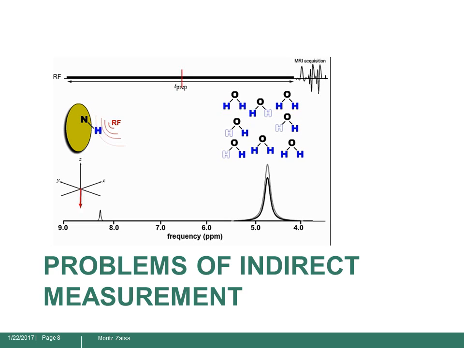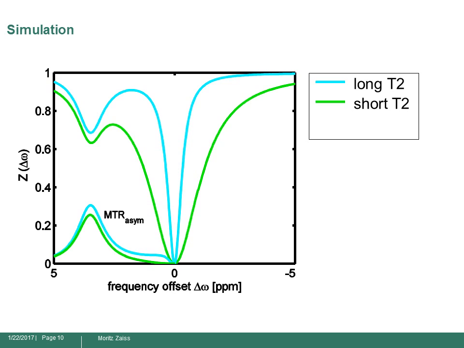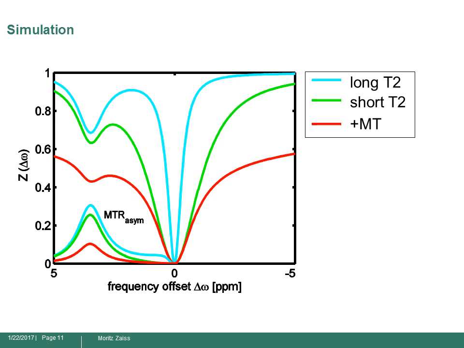However, we were able to do this, but there are still some problems of the indirect measurement, because the water pool has relaxation parameters. We know that the water pool also has different properties depending on the tissue, which is governed by T1 or T2 or also semi-solid magnetization transfer. And if you look into CEST simulations, you can find out that if you, for example, change just the water T1, so here we have a Z-spectrum of a long T1, long T2, and here a Z-spectrum of a shorter T2, and if you also add MT in the simulation, the CEST effect is artificially diluted. So it's much smaller.